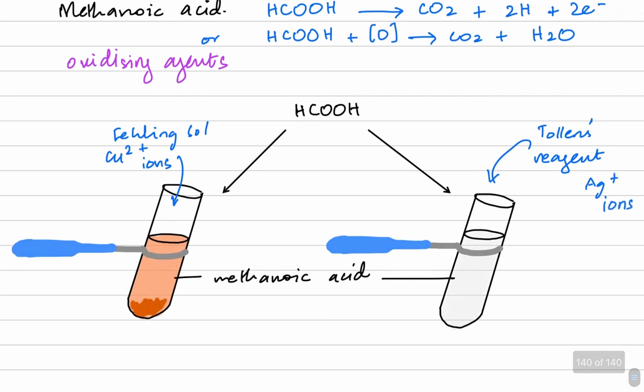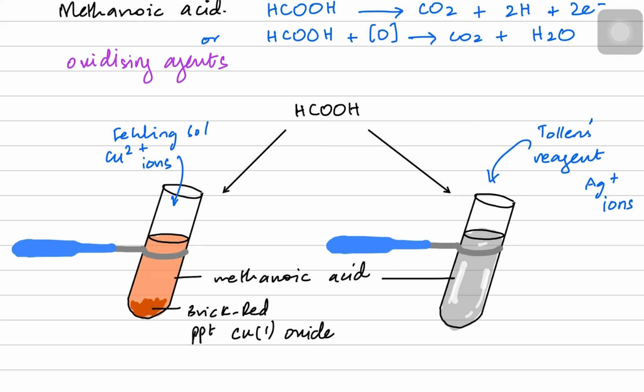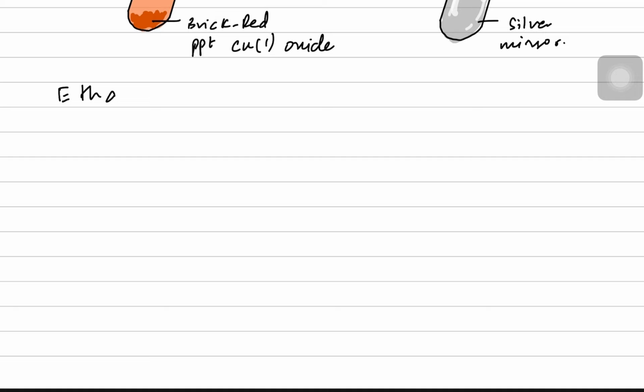If you heat them, Fehling solution gives you brick red precipitates of copper 1 oxide, and Tollens reagent gives you a silver mirror. This happens when the Ag plus ions are reduced to form Ag.